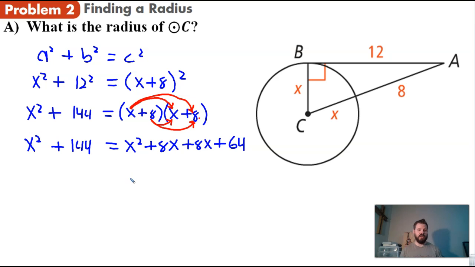Now this is starting to look kind of ugly. It's actually not that bad though. Let's take a look at what happens here. Notice there's an x squared on both sides of the equation. So if I subtract x squared on both sides, they'll just cancel away. So this actually isn't a quadratic equation, it's just with x's. So what I'm left with on the left side is 144 is equal to 8x plus 8x is 16x, and then plus the 64.